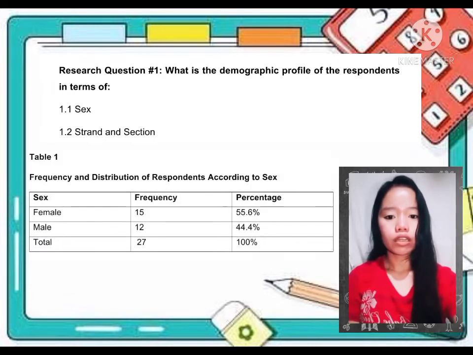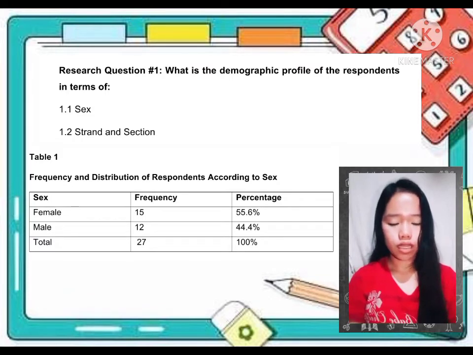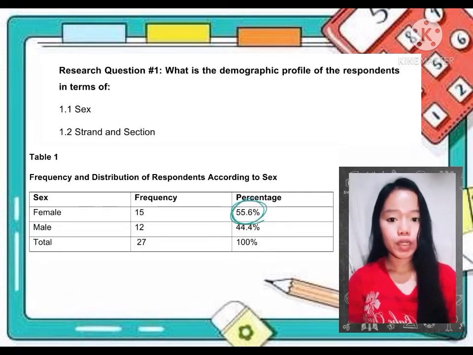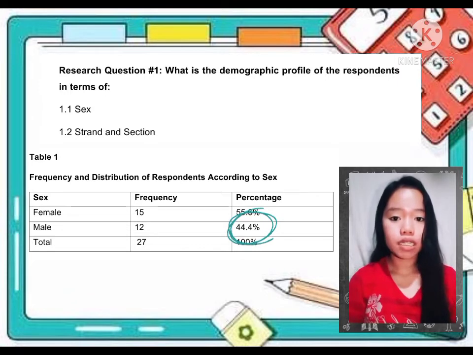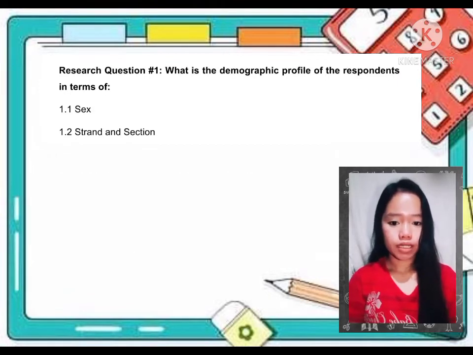In Table 1, frequency and distribution of respondents according to sex, we have female 55.6% responded and 44.4% responded male in our proposed learning packets.